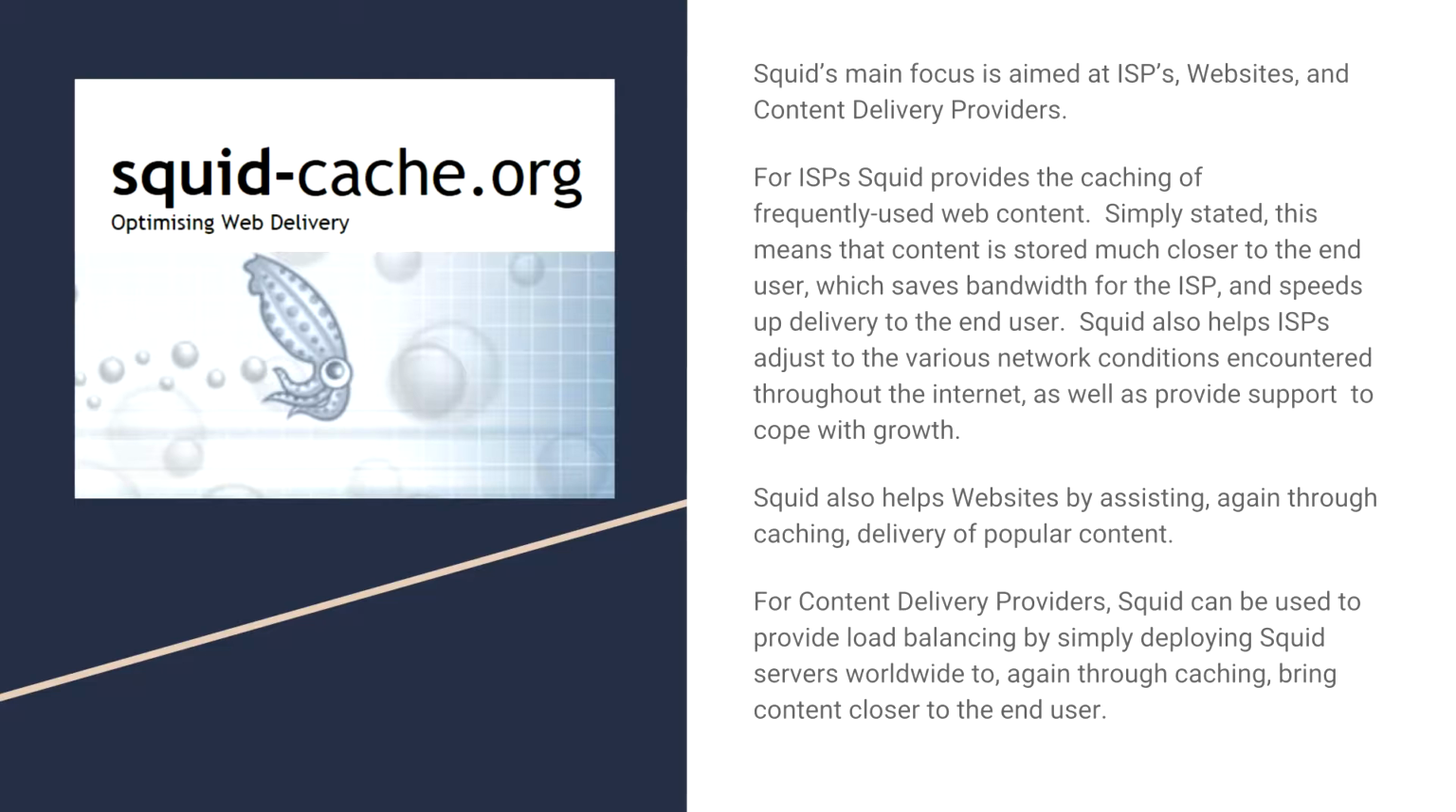Now, Squid also helps websites by assisting again through caching delivery of popular content, like if they have a rather extensive front page or perhaps embedded videos, which I personally am not a fan of. It may make sense to deploy a Squid proxy server in various places to help speed up that content delivery. Now, for content delivery providers themselves, Squid can be used to provide load balancing in much the same fashion by simply deploying Squid servers worldwide near big locations to, again, through caching, bring content closer to the end user.